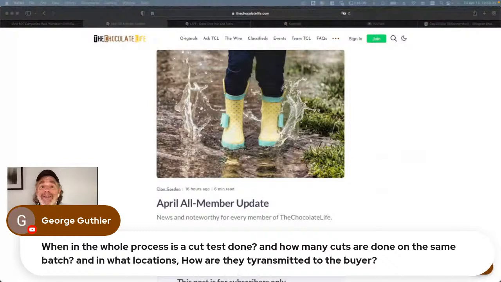So when the beans arrive, let's say in the United States, if you're buying them directly, so you're doing a less than container load consolidation of the beans, when the beans come into customs, the way most contracts work is that you personally are responsible for doing the cut test at the point of entry into the country.